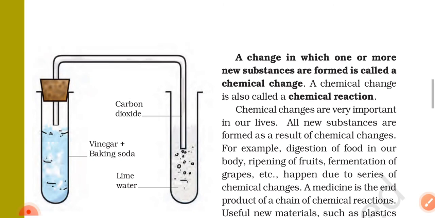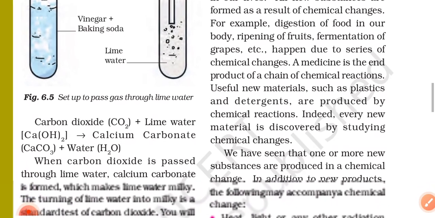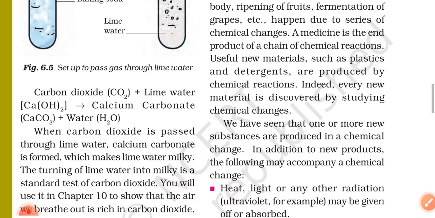A change in which one or more new substances are formed is called a chemical change. A chemical change is also a chemical reaction. Chemical changes are very important in our lives. All new substances are formed as a result of chemical changes. For example, digestion of food in our body, ripening of fruits, fermentation of grapes, etc. happen due to a series of chemical changes. A medicine is the end product of a chain of chemical reactions.